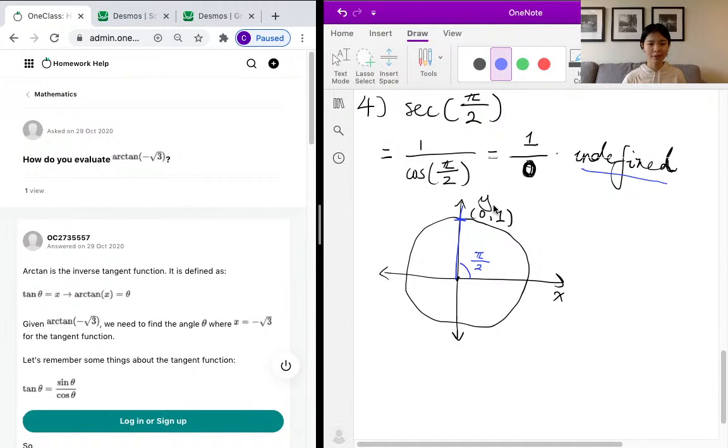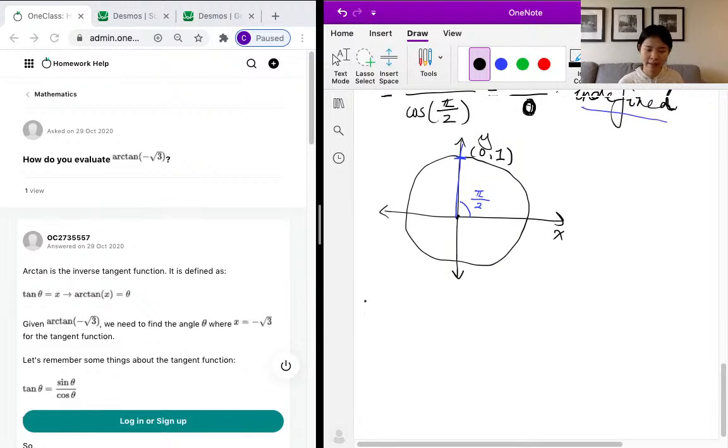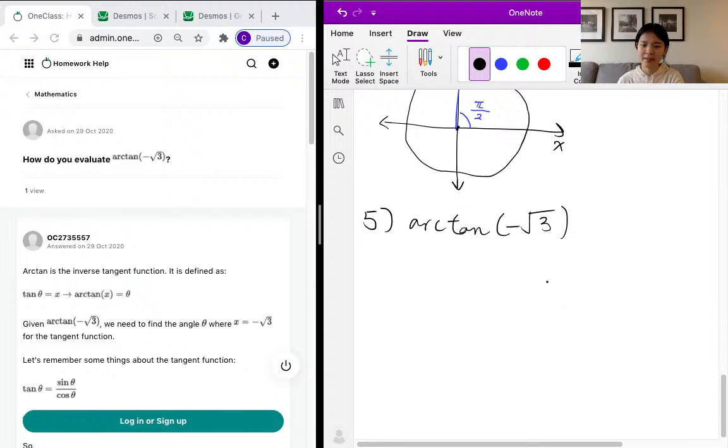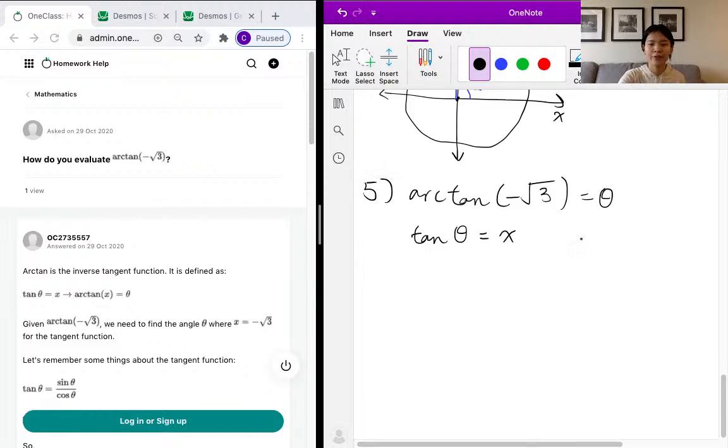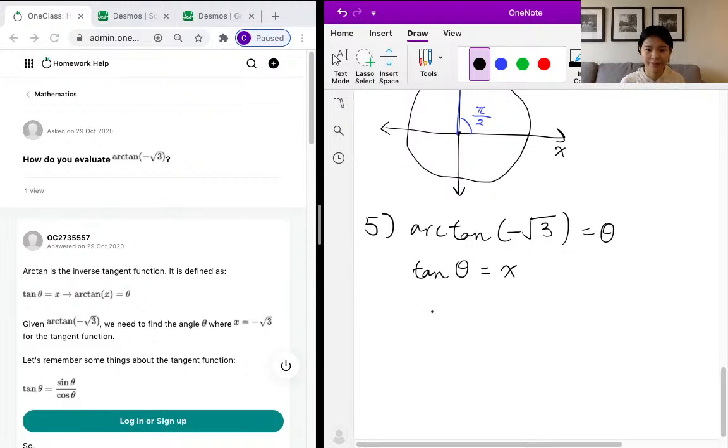Okay, our next question asks us, how do we evaluate arctan of negative root 3? So let's scroll down. This is another trick question, and it's asking us to find the value of arctangent of negative root 3. So we know that the tangent of an angle is equal to a value. So the arctangent of a value is equal to an angle.